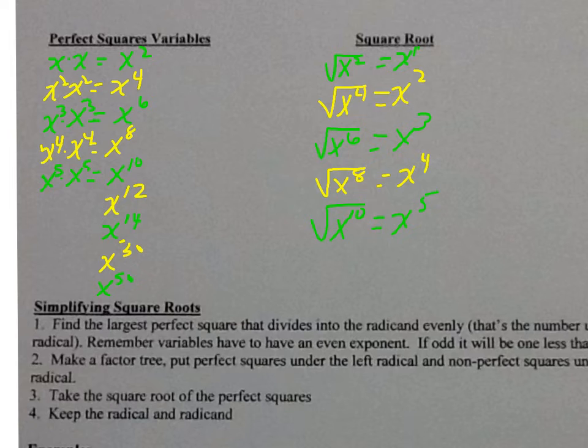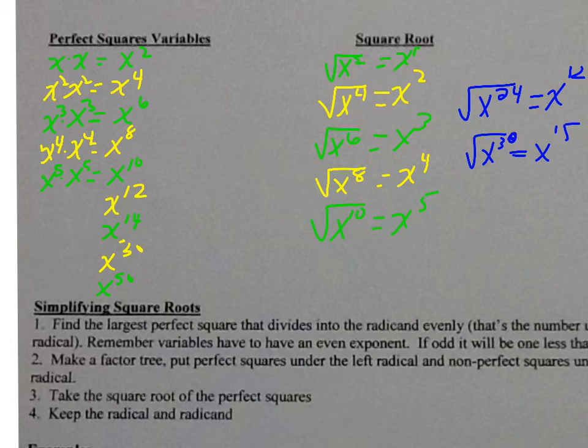So if I wanted to do the square root of, let's say, x to the 24th, I know it's x to the 12th. If I wanted to do the square root of x to the 30th, that's x to the 15th. Okay, so it's always half the exponent. All right, so now let's actually start simplifying.